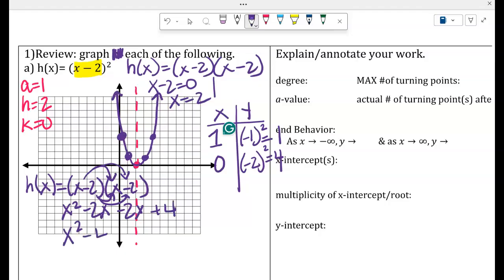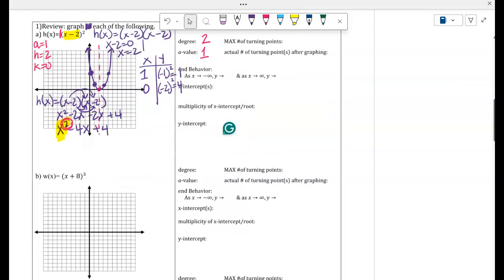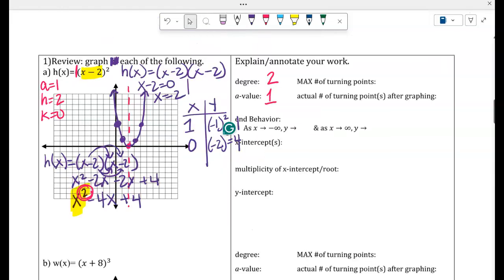So when we look at the degree of the entire function, guys, we are going to pick one term that has the highest exponent. And again, we're looking at the exponent, which is the power. So that's going to be the degree of the entire function. Only the term with the biggest degree will give us the degree of the entire function. What's the a value? Well, the a value is in the front. Since we don't see any, that will be 1. The max number of turning points is always 1 less than the degree. So since the degree is 2, 1 less than that is going to be 1.